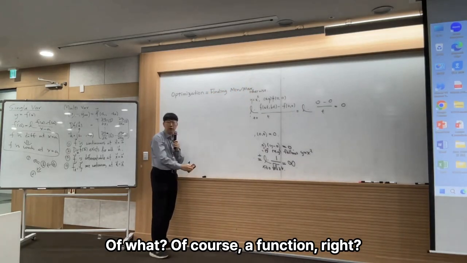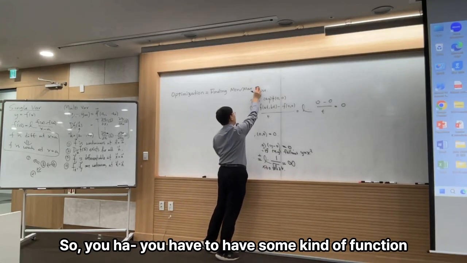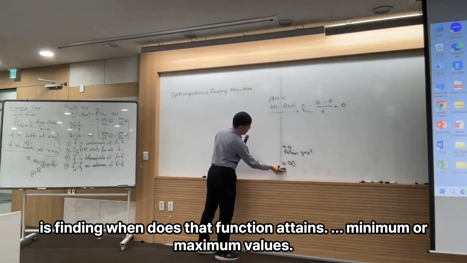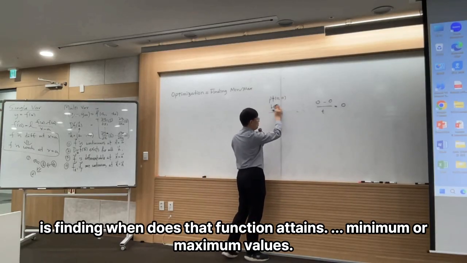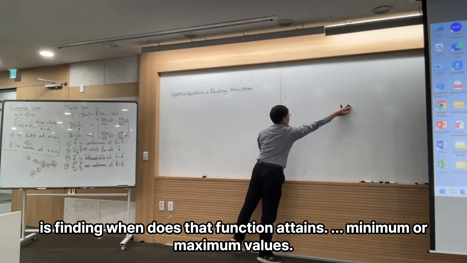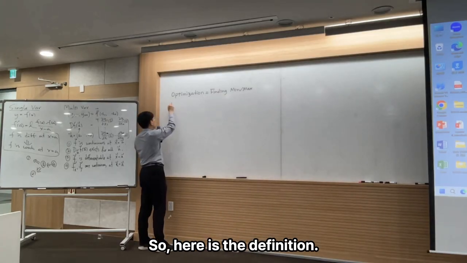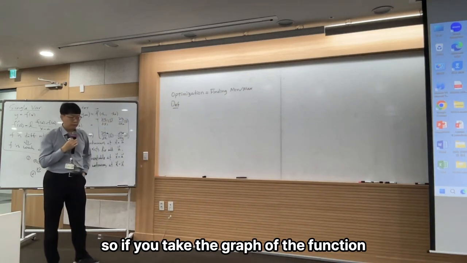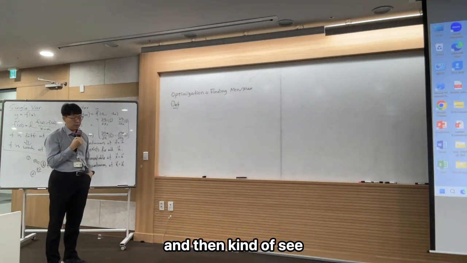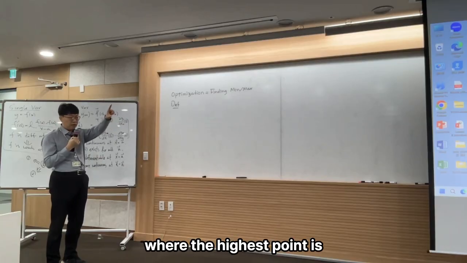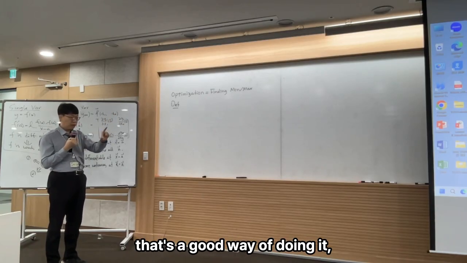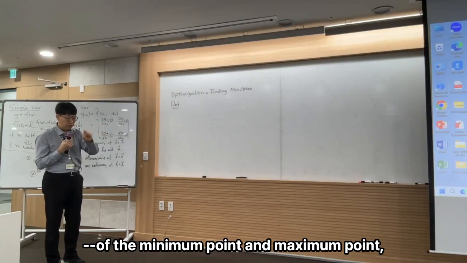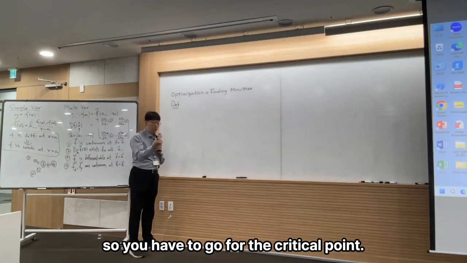Of what? Of course, a function, right? So you have to have some kind of function that you can calculate its value, and optimization is finding when that function attains minimum or maximum values. So here is the definition. There are many ways you can visualize the function. If you take the graph of the function drawn on your computer and see where the highest point and lowest point are, that's a good way of doing it. But sometimes you actually want the exact coordinates of the minimum and maximum points. So you have to go for the critical point.